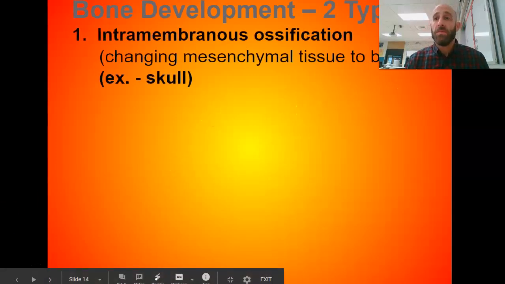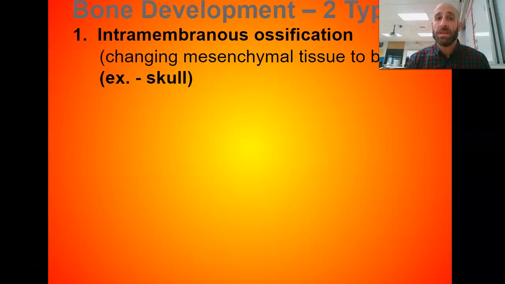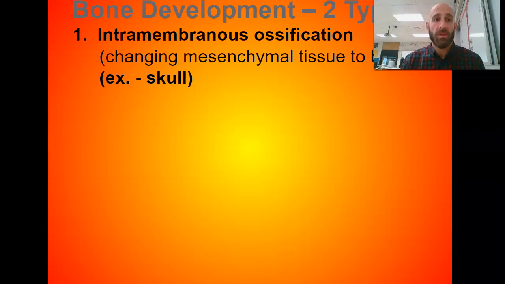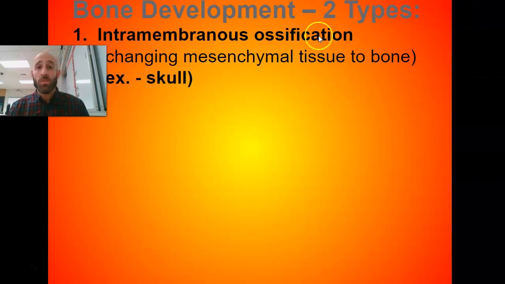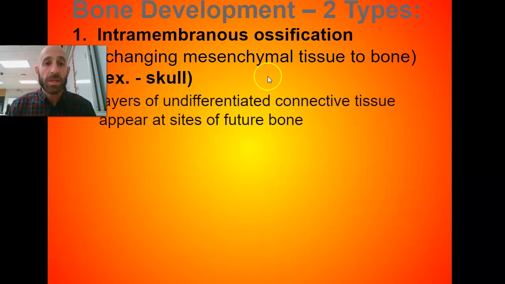The first type of ossification is called intramembranous ossification. Let me move myself over here so I'm out of the way. There we go. Intramembranous means between membranes. These are going to form your flat bones, and I'm going to go into more detail about that. Intramembranous ossification is changing mesenchymal tissue, which is undifferentiated connective tissue, into bone. One example would be your skull. Your sternum, your pelvic bone, your ribs, anything that's a flat bone is going to be formed through intramembranous ossification.